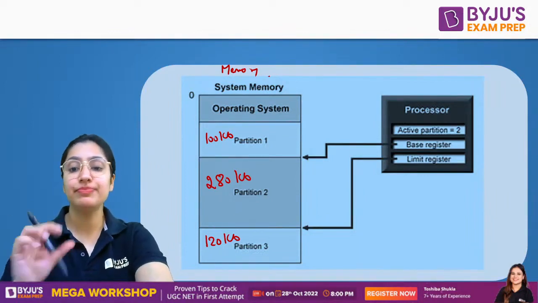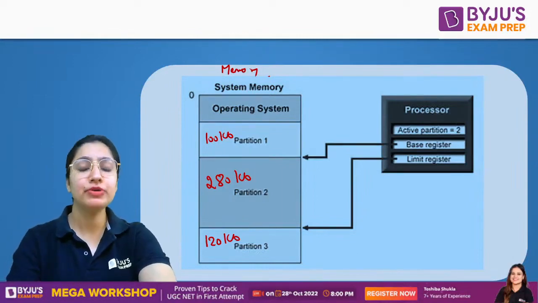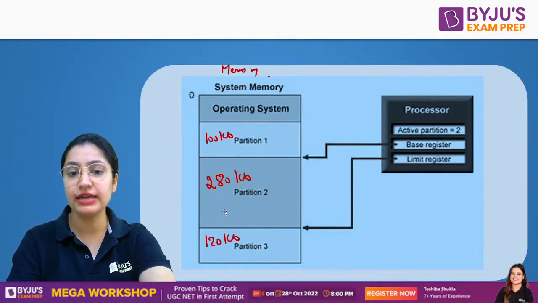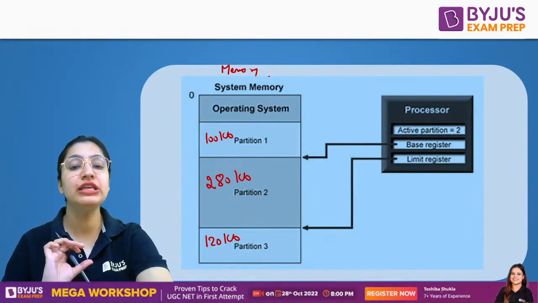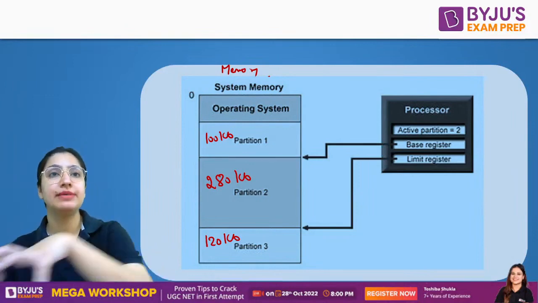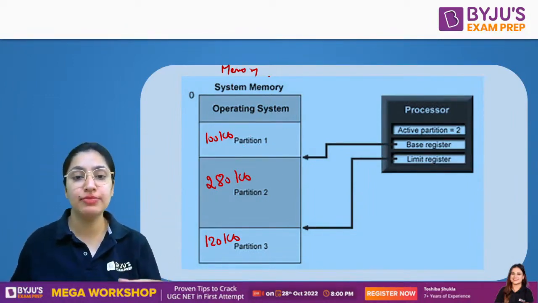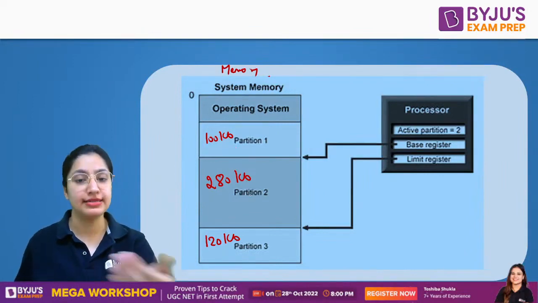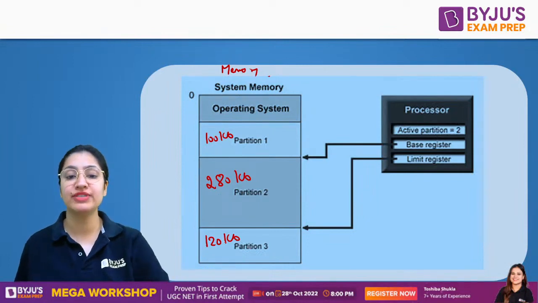Now what is the purpose of having these types of partitions? The purpose is that now we can load the jobs as per the requirement. मतलब जितनी requirement है उसके हिसाब से मैं job को यहाँ पे place कर सकती हूँ, है ना। Let us consider that I have partition number 1 which is of size 100 KB as I have written here, partition number 2 of size 280 KB, partition number 3 of size 120 KB.